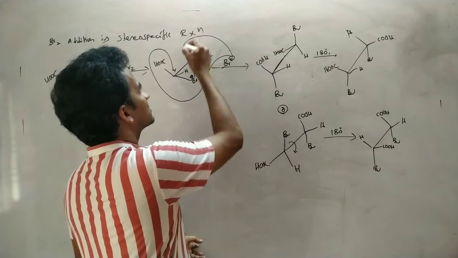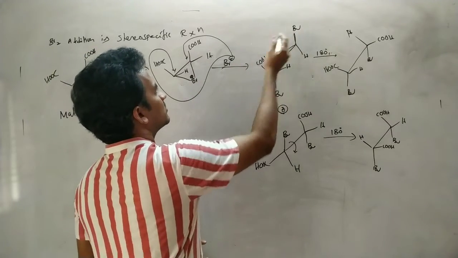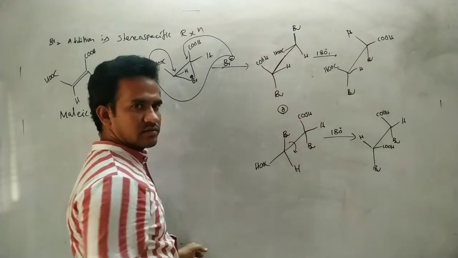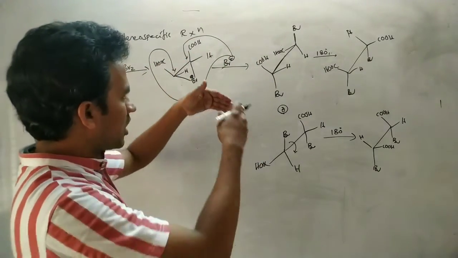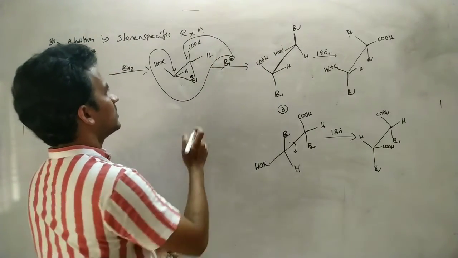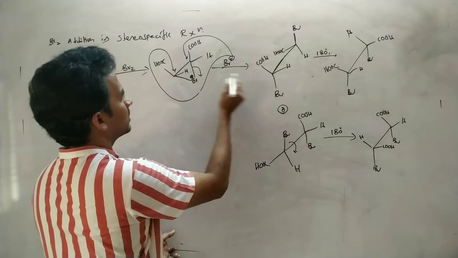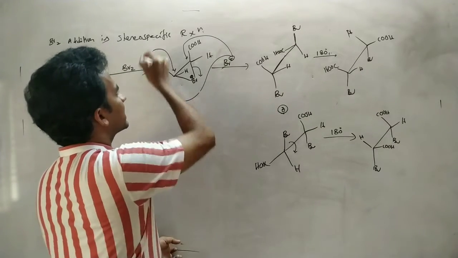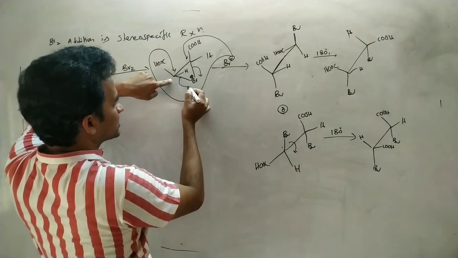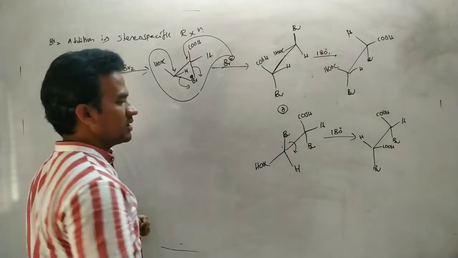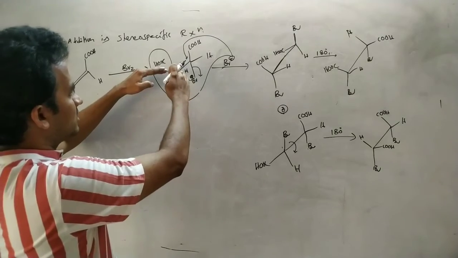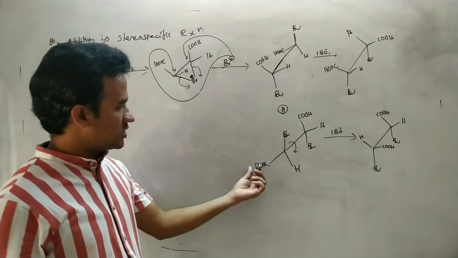If the Br minus attacks this carbon, the bromine is in the upward direction, and by attacking this Br minus on this carbon, the upward groups go in the downward direction. So here COOH and hydrogen are in the downward direction, and this bromine comes in the upward direction. Next, on opening this one, this bromine is in the downward direction, or the Br minus attacks this carbon, and in this case the Br is in the upward direction. And opening from this side, the Br is in the downward direction. So while Br minus attacks from the upward direction, the COOH and hydrogen go in the downward direction.